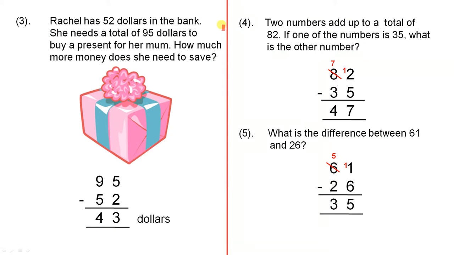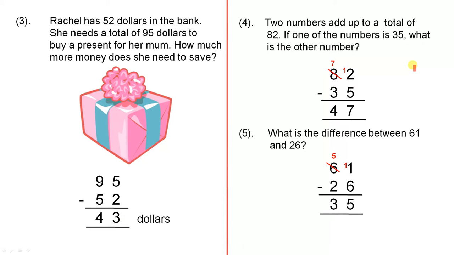Rachel has $52 in the bank. She needs a total of $95 to buy a present for her mum. How much more money does she need to save? So she has $52 in the bank, but she needs 95 for the present, 95 take away 52. 5 take away 2 is 3. 9 take away 5 is 4, so she needs another $43.